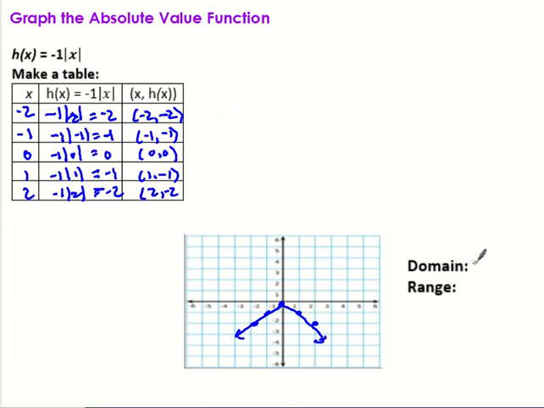So my domain has not changed. It's still all real numbers, but now my range has changed. My range is now y has to be less than or equal to 0 because we're flipping the other way. It will never be positive here. So when we have a negative number in front of the absolute value symbols, it's going to flip it around. It's going to flip it upside down. And that'll happen every time.